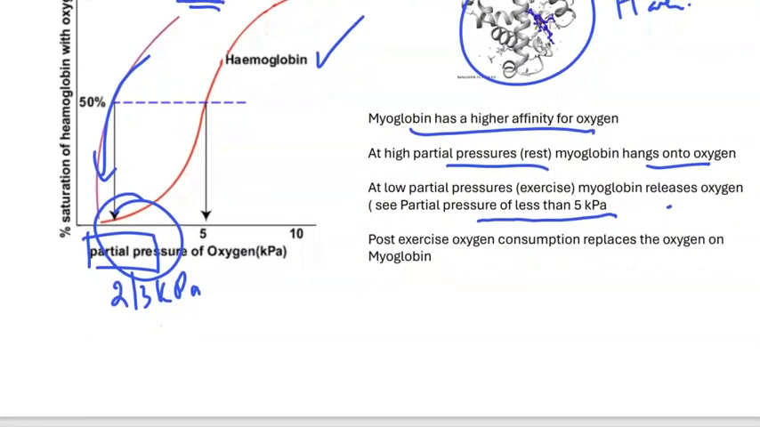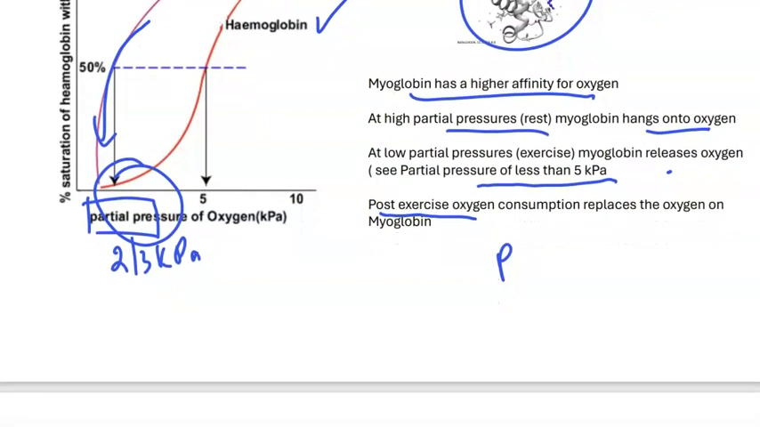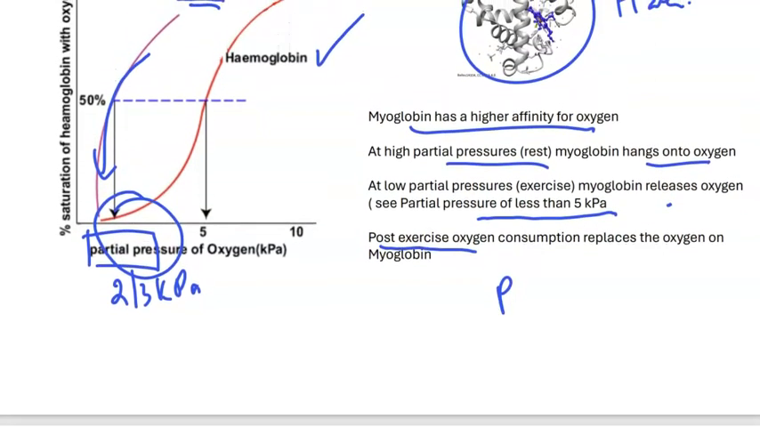And once the myoglobin has lost its oxygen, post-exercise, that oxygen will be replaced by blood circulating to the muscles, and this makes it part of the post-exercise oxygen consumption that takes place in post-exercise ventilation.